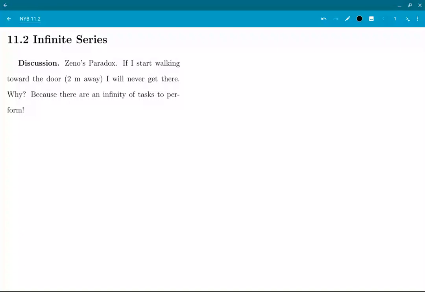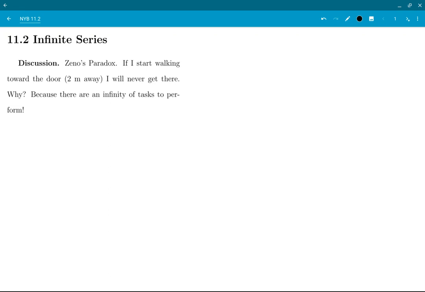Okay, 11.2, infinite series. So more or less we're taking a sequence here, and instead of a sequence of numbers separated by commas, we're going to instead kind of add these numbers up in a sense. So that's the short answer, but there's more to it than that, of course.